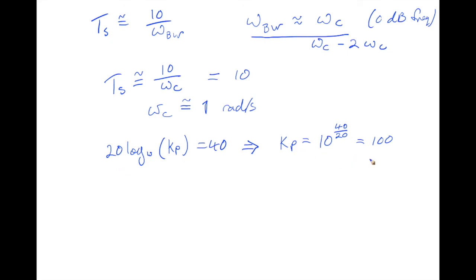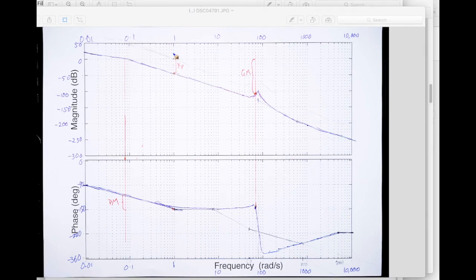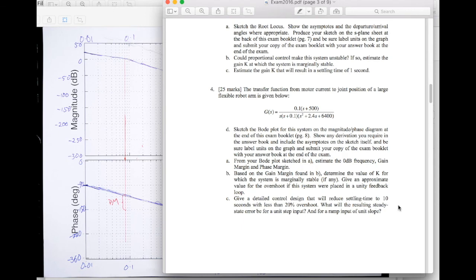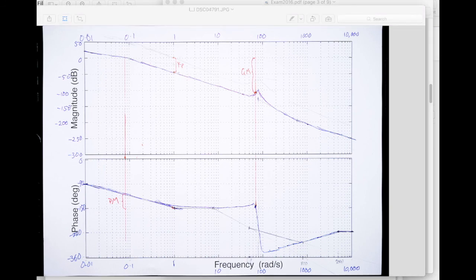If we apply this Kp, then we shift up the Bode plot, and I started to sketch that in the lecture. The whole Bode plot would be just like the one before, but everything pushed up by 40 dB. Now, if we look at our specifications, what we wanted to achieve was a settling time of 10 seconds and an overshoot of less than 20%. So we've chosen Kp for the settling time specification, but that's probably going to do some damage to our overshoot. So we've got a new crossover frequency here.